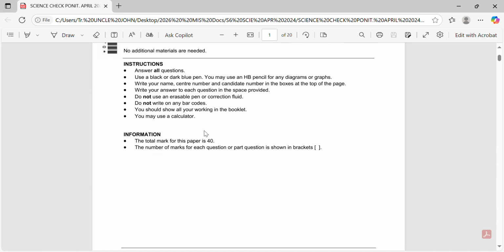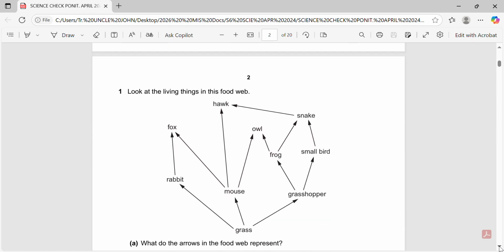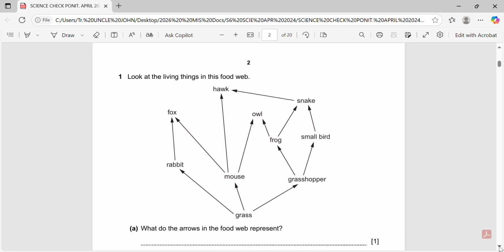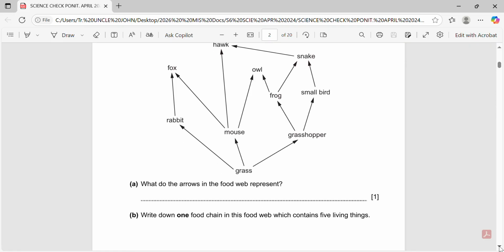These are instructions, but I want to quickly go to question 1. Question 1 says, look at the living things in this food web. Question 1a says, what do the arrows in the food web represent? The arrows in the food web represent the transfer of energy, or the energy flow.